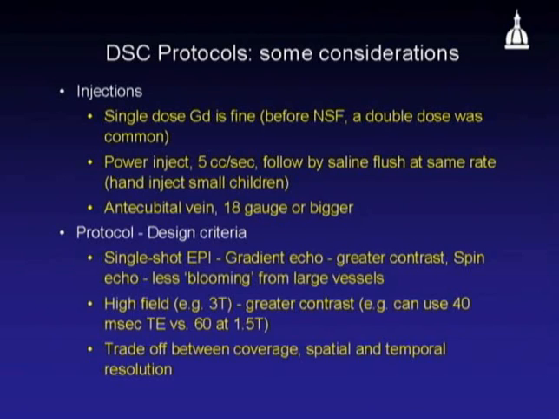And if you've got small children or people with poor veins, it's okay to use a hand injection as opposed to a power injection. Typically, you want to use an 18 gauge or larger catheter to get a good bolus. Now, in terms of the imaging characteristics, you basically want to use a fast imaging sequence like echoplanar imaging. I think pretty much these days everybody uses echoplanar imaging because you want good time resolution. You want to look at these wash-in and wash-out curves.